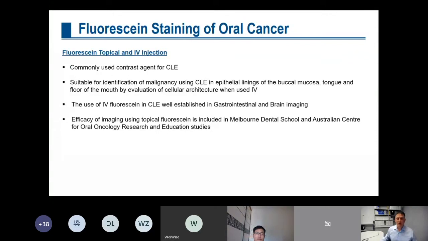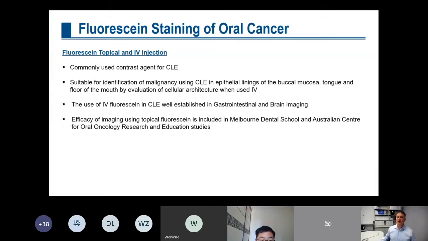Another commonly used dye in endomicroscopy is fluorescein. It's a dye that's routinely used in retinal angiography, and it has been used to image deeper structures in the mouth than you can see with topical dye application, including blood vessels. Although this has not been used much in the oral cavity, it has been used extensively in endomicroscopic imaging of the upper and lower GI tract and in brain imaging during tumour resection.